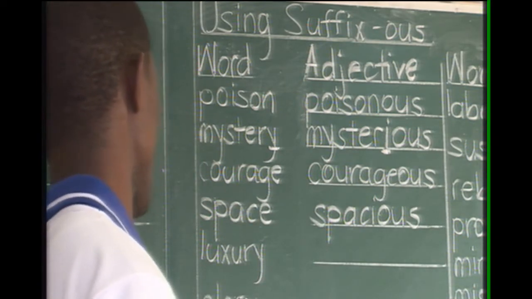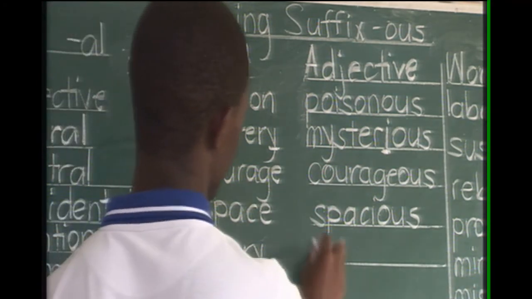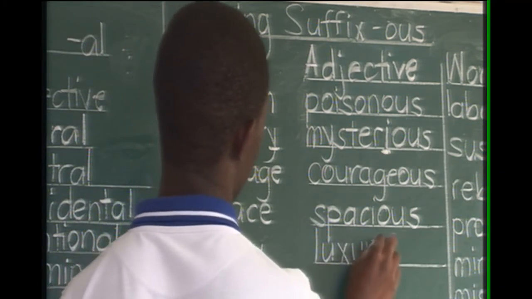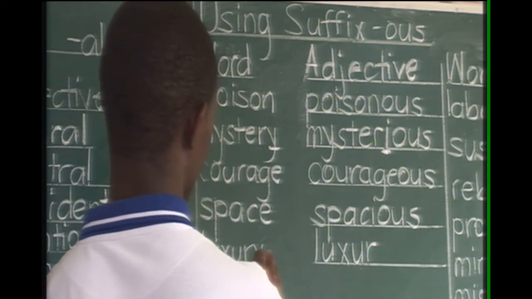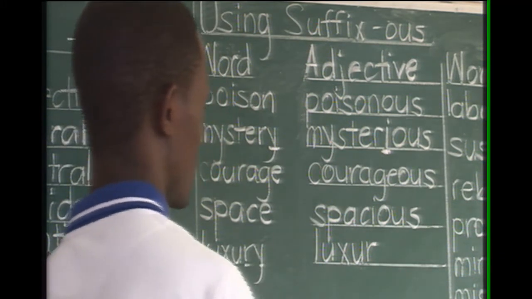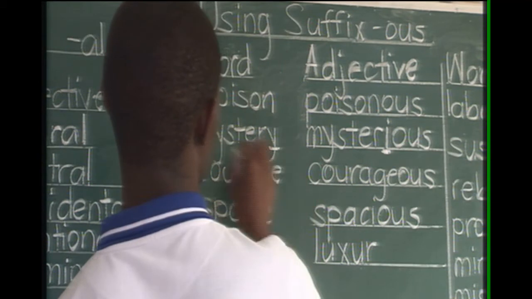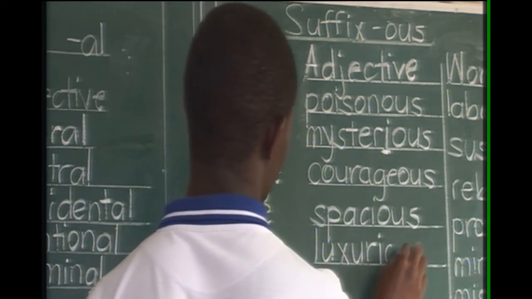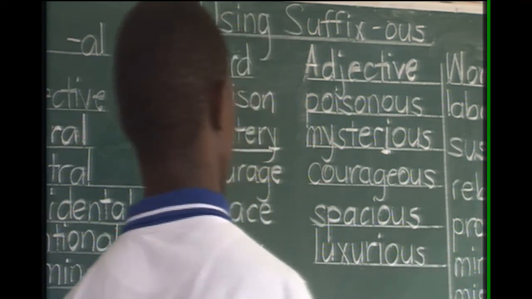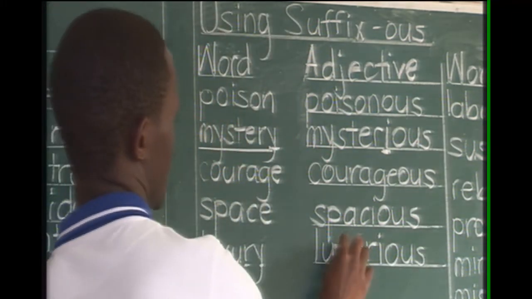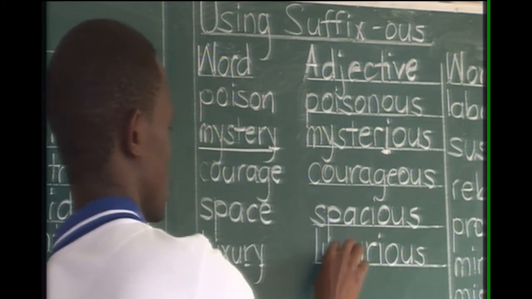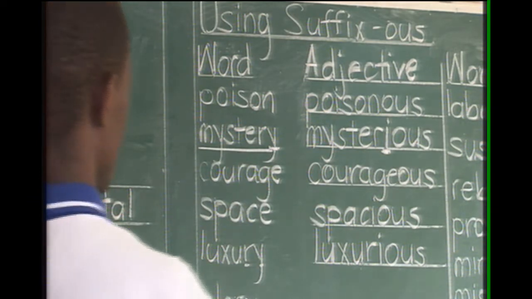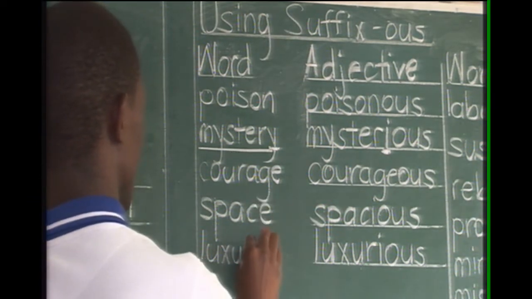Luxury is our next word. The adjective will be L-U-X-U-R. The last Y once again is coming after a consonant, R. What happens? Remember this: I-O-U-S. Luxurious. My father drives a luxurious car, meaning very expensive, but just there for you to enjoy life. A luxurious car.